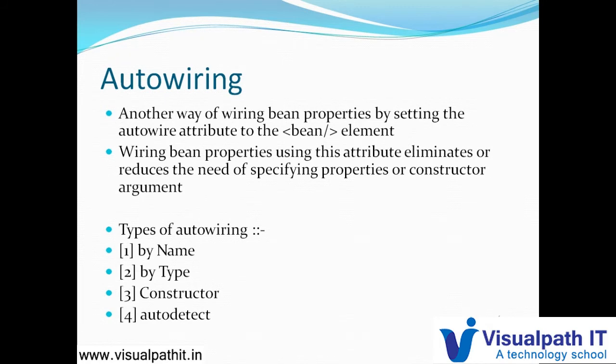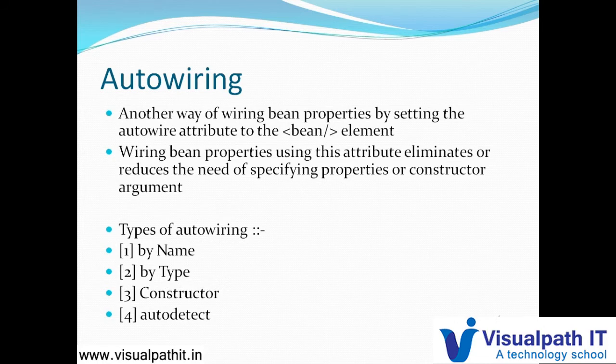Next concept is autowiring. What exactly is autowiring? We just learned about constructor injection and setter injection. We usually use either of these two injections, but the Spring framework provides another way of wiring the bean's properties by setting the autowire attribute of the bean element. Wiring a bean's properties using this autowiring attribute helps us in reducing or eliminating the need of specifying the properties or the constructor arguments.